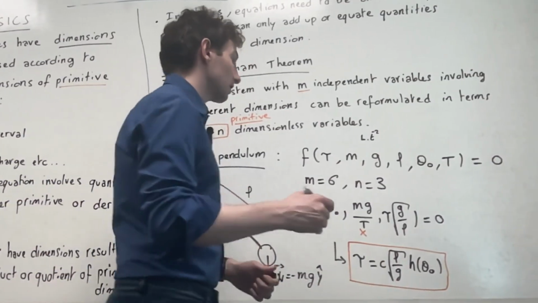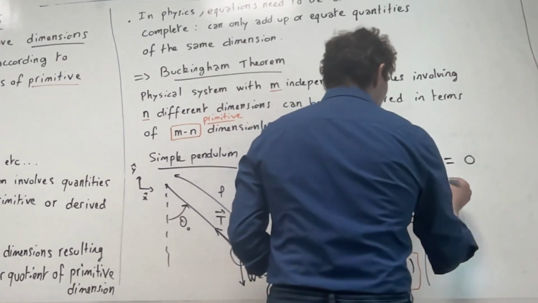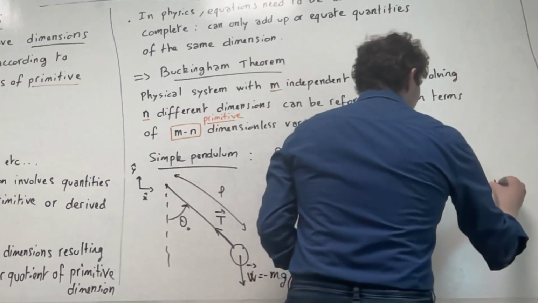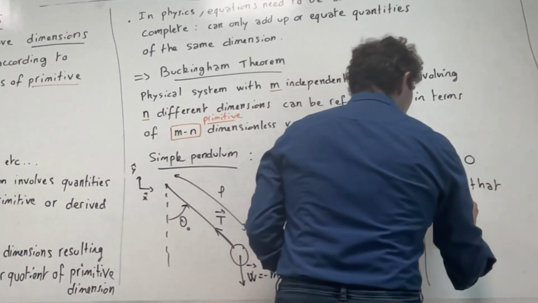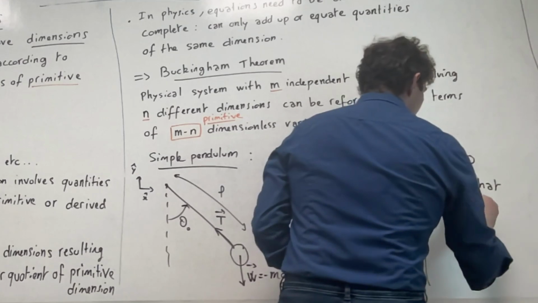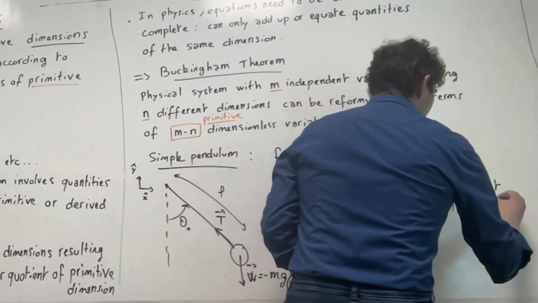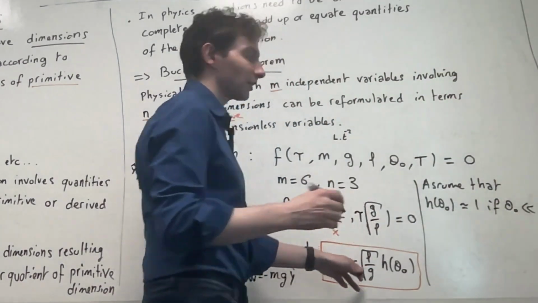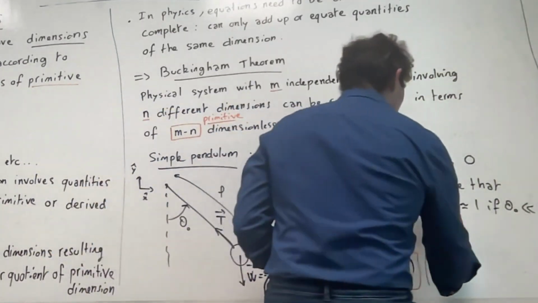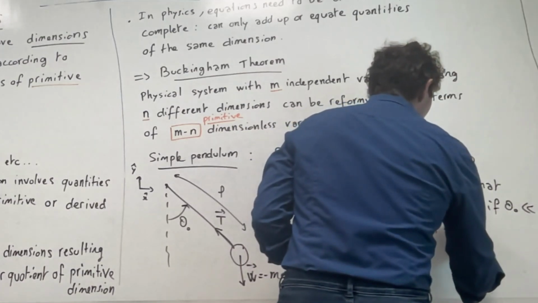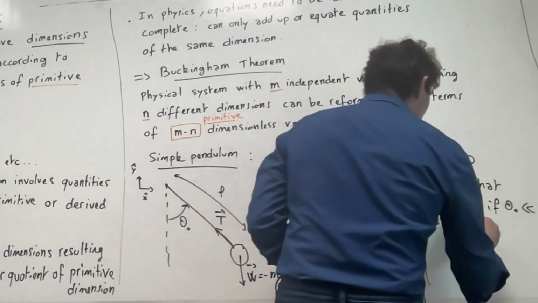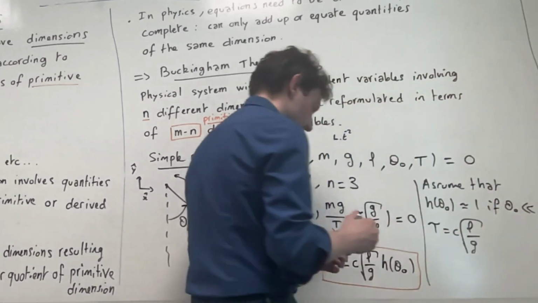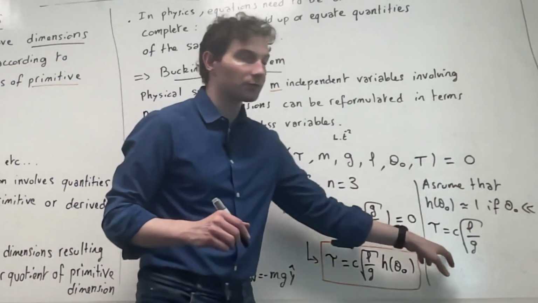You can just say for small oscillations, so assume that h of theta 0 is approximately 1 if theta 0 is much smaller than 1, and then we get the traditional formula that tau is equal to some constant, and this constant is actually just 2 pi times the square root of L over g. Okay, which is the traditional formula you get.